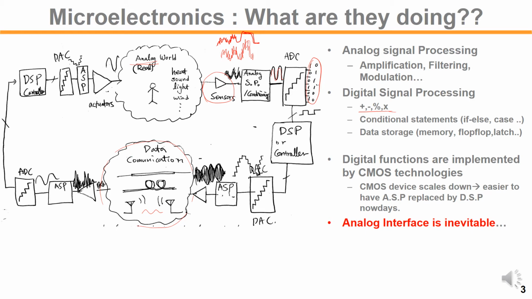To transmit the data, we may first convert the digital signal back to analog. To do that, first we have to go through the digital to analog converter shown here.